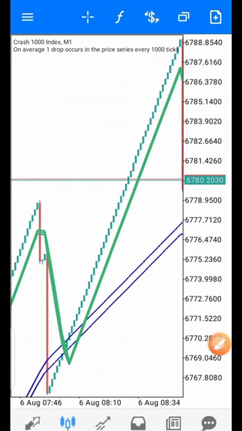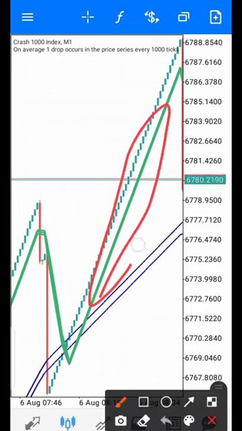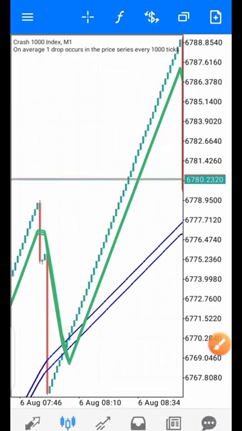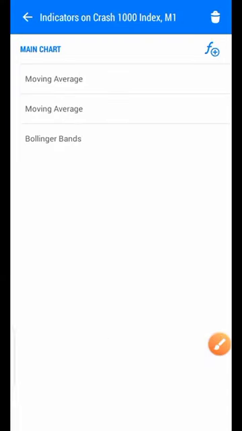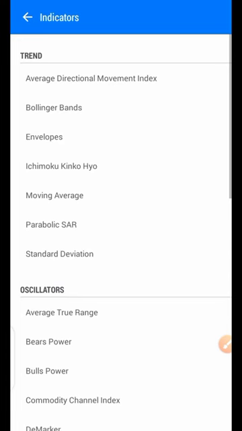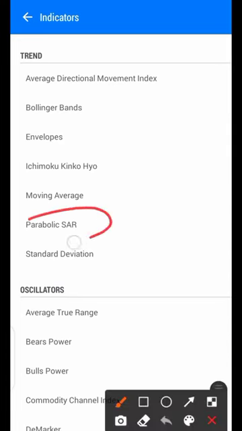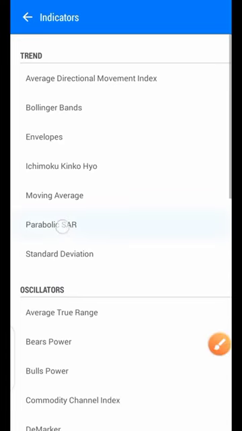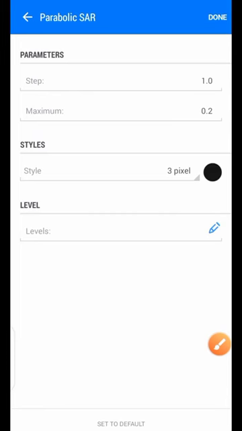You can see that this is our Bollinger Band. So let's go back, guys, and add the parabolic SAR. You can see it under the trend. Just click on the parabolic SAR. Set step 1.0, maximum 0.2, style 3 pixel, level empty. Just leave it like this, then click on done.